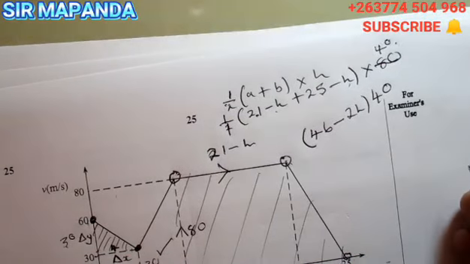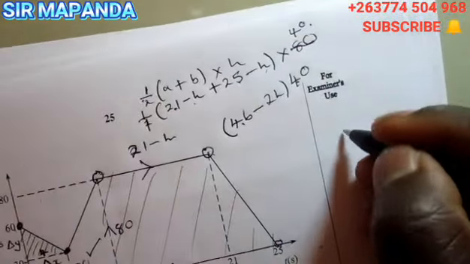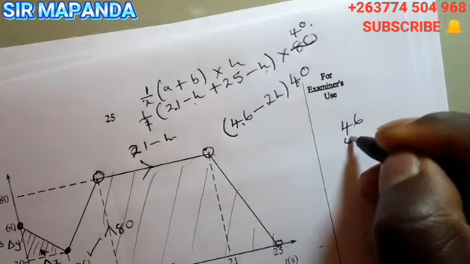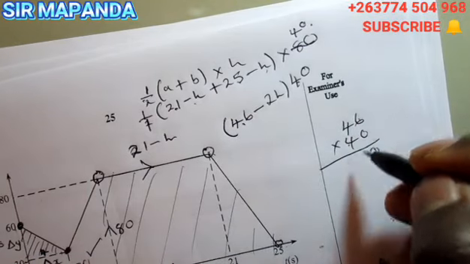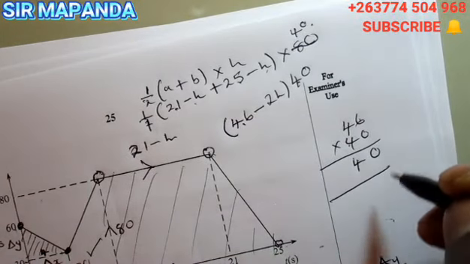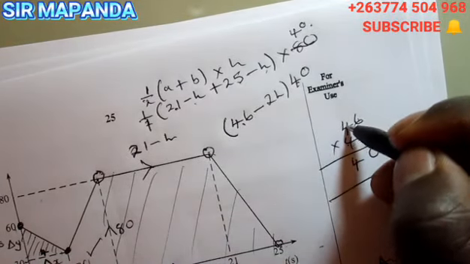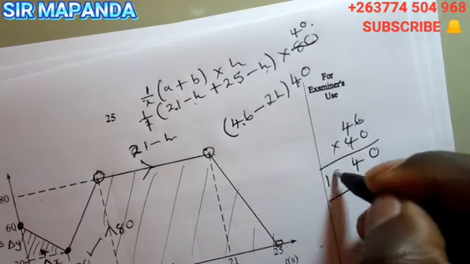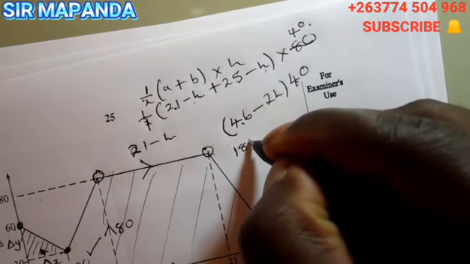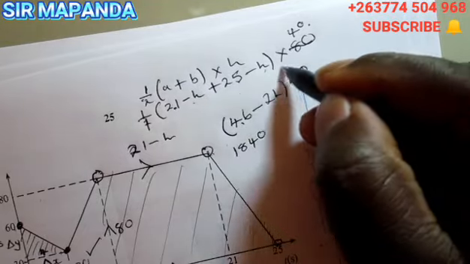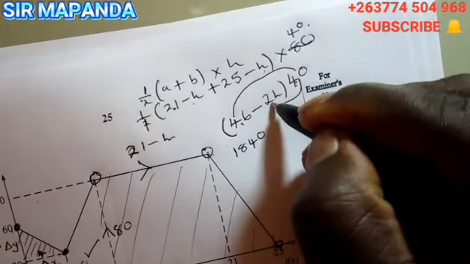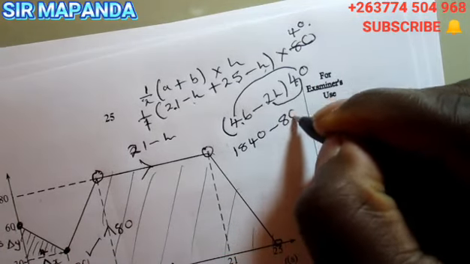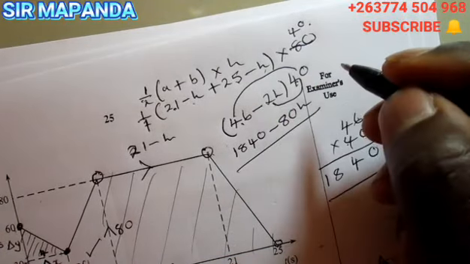I hope you are listening. So what is 40 times 46? 46 times 40. 0 is a place holder. 4 times 6, you get 24. Carry 2. 4 times 4, you get 16. Plus 2, 18. So this is 1840 if you multiply this 40 with this one. But this 40 is also going to multiply minus 2H to get minus 80H. And this is your answer.